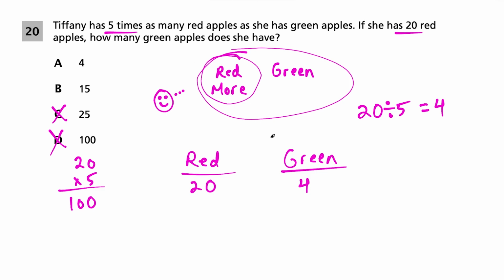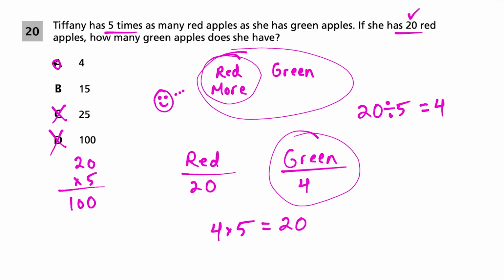And now we run this value for the green apples through the question. If Tiffany has 5 times as many red apples as she has green apples, now we do 4 times 5. And this would tell us that Tiffany has 20 red apples, which matches what they told us. So how many green apples does Tiffany have? She has 4 green apples. Choice A is our answer.